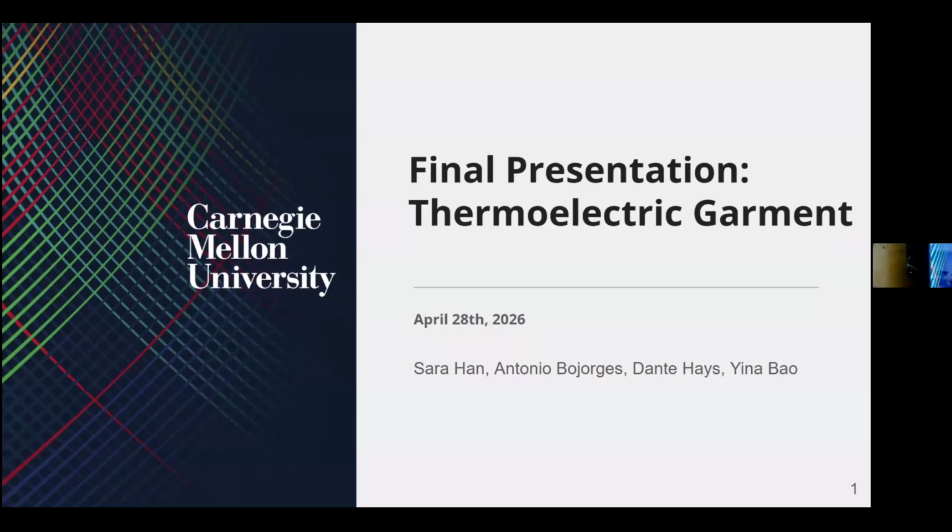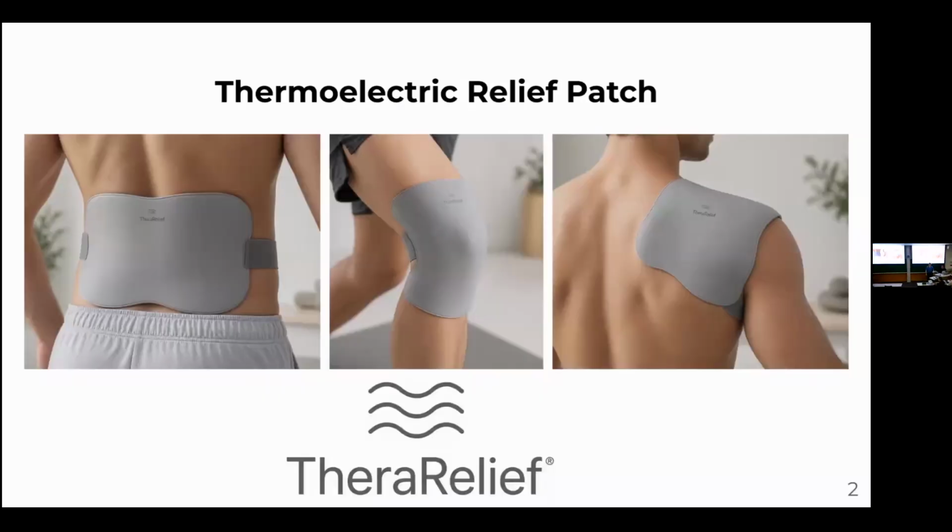Hello, everyone. This is our team. I'm Dante. This is Nina. That's Sarah, and that's Antonio. Throughout this semester, we had the pleasure to work with Professor Carmel Majidi on thermoelectric garments, or more specifically, a thermoelectric relief patch. In these images, we've showcased what we think are the largest differentiators for our product in comparison to what's out there in the market today. Namely, you can see it's very thin, flexible, able to conform to the body easily, while having both heating and cooling capabilities.